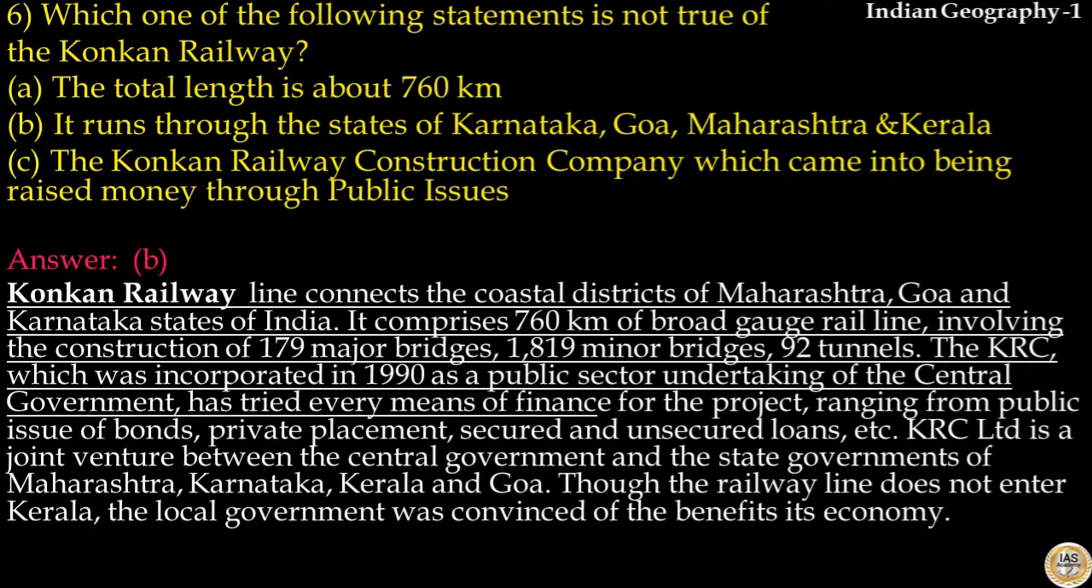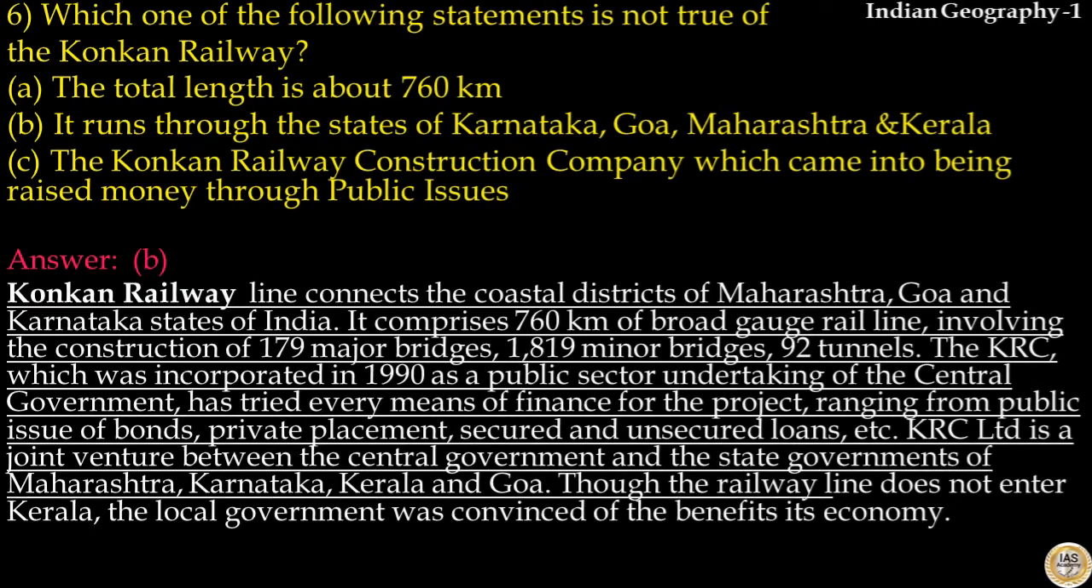Hence, option B is incorrect. It comprises 760 km of broad gauge railway involving the construction of 179 major bridges and 92 tunnels. The KRC, which was incorporated in 1990 as a public sector undertaking of the central government, has tried every means of finance for the project, ranging from public issues of bonds, private placement, secured and unsecured loans, etc. Hence, option C is correct.